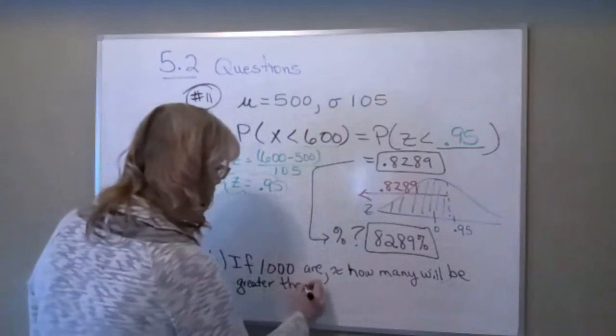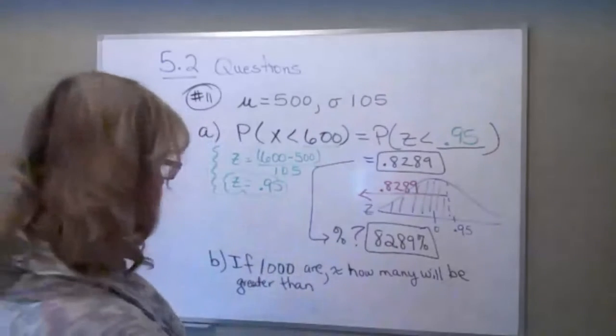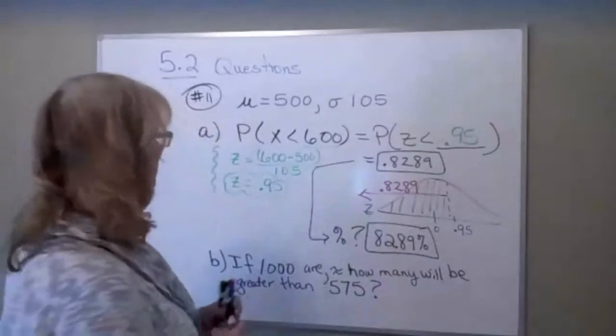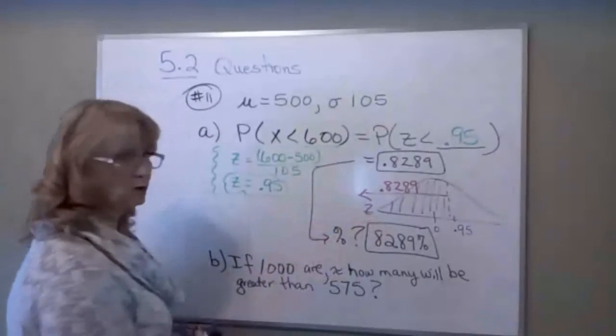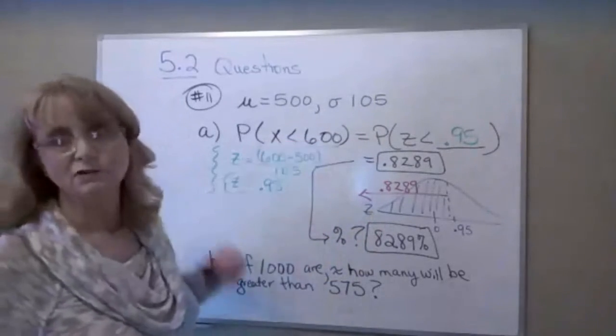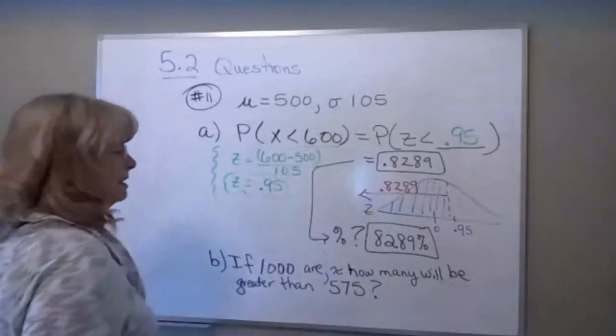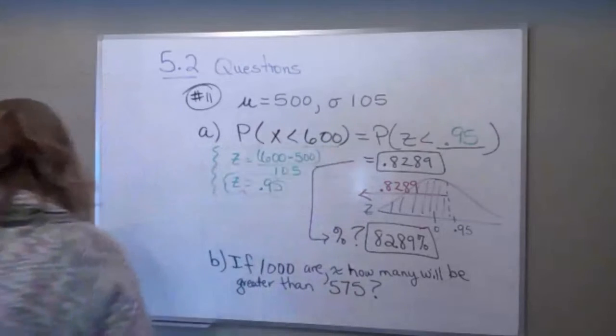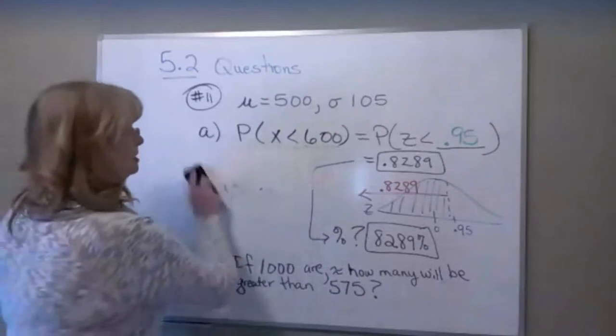So this is a different question. What does yours say? Greater than what? Can you tell me? 575. 575. That's your question. Okay, so what I'm going to do is go back to this A part and see how I would answer that same question if they had asked about how many out of 1,000 would be less than 600. Okay, so what I did, I found the probability that X is less than 600. I got the greater than part right? It worked out. It was just, now, I guess it's the rounding part.